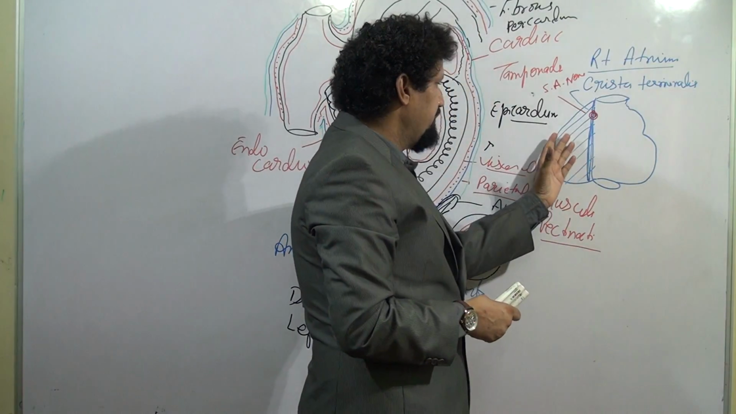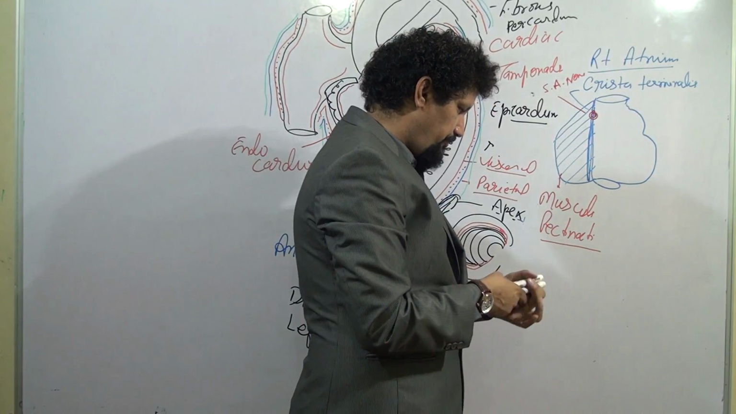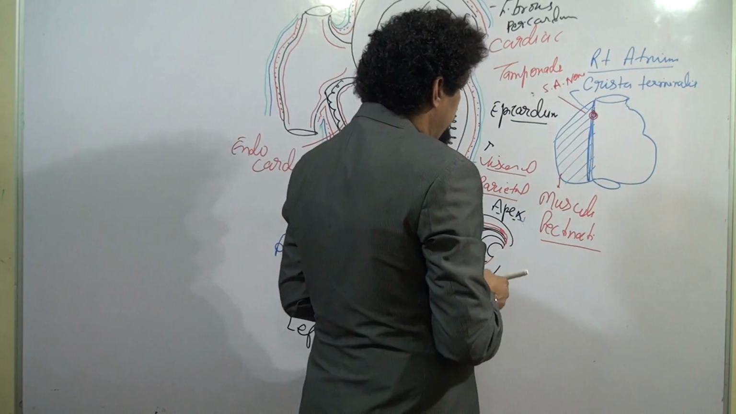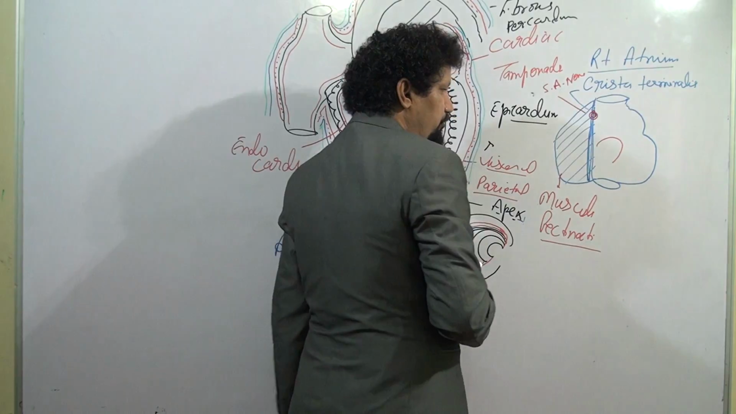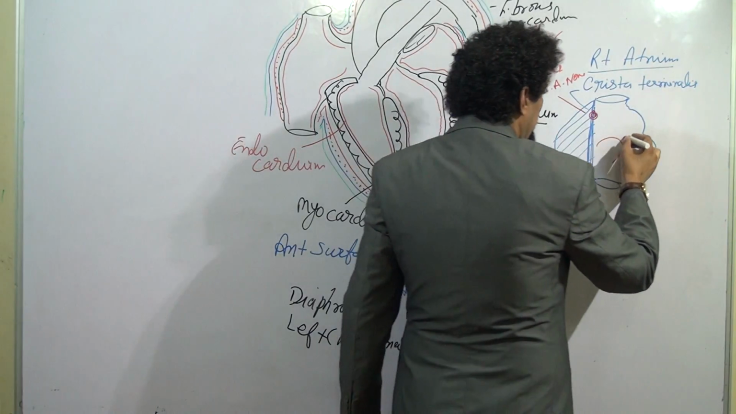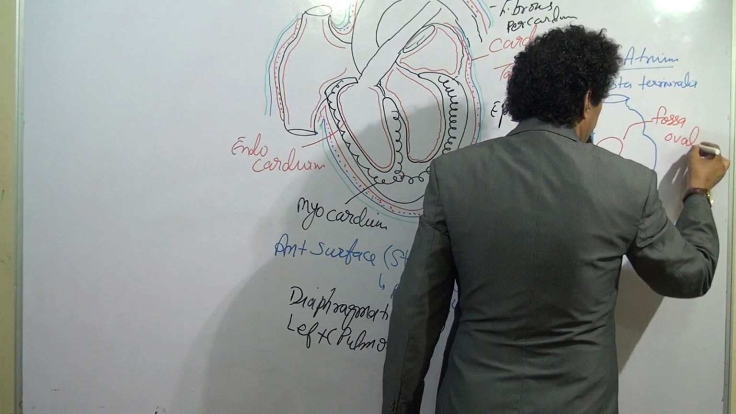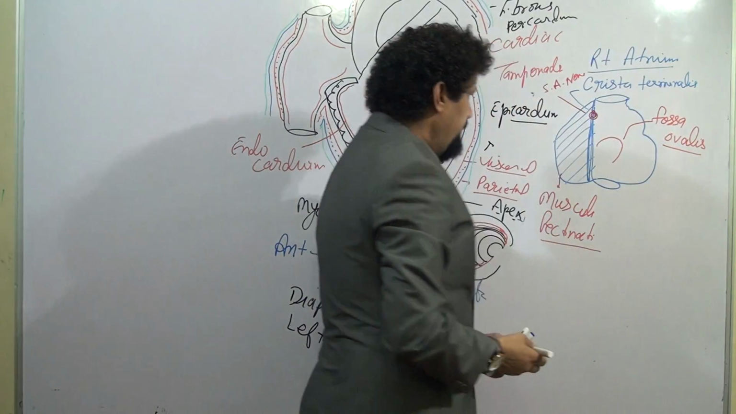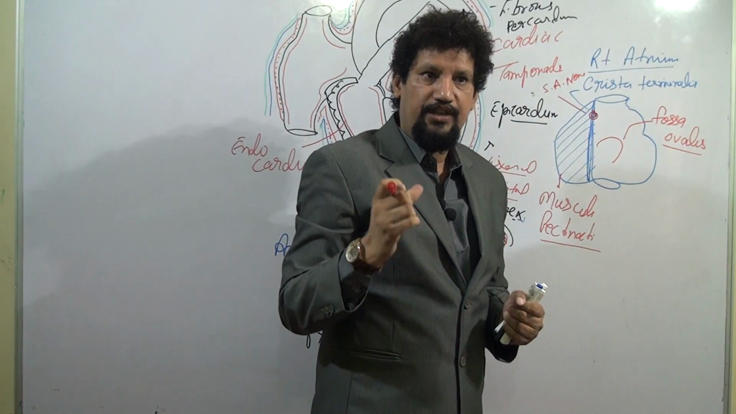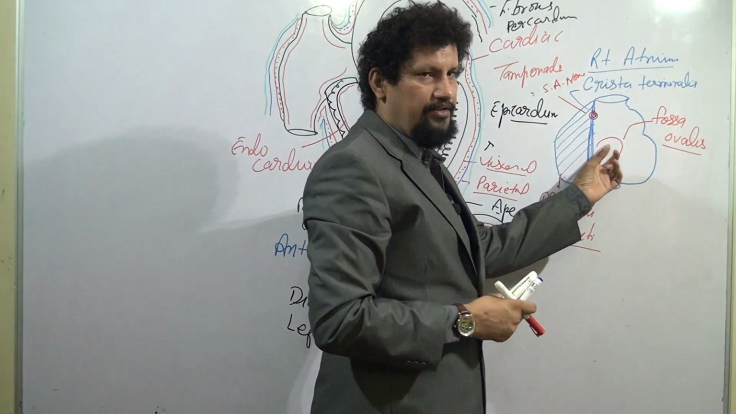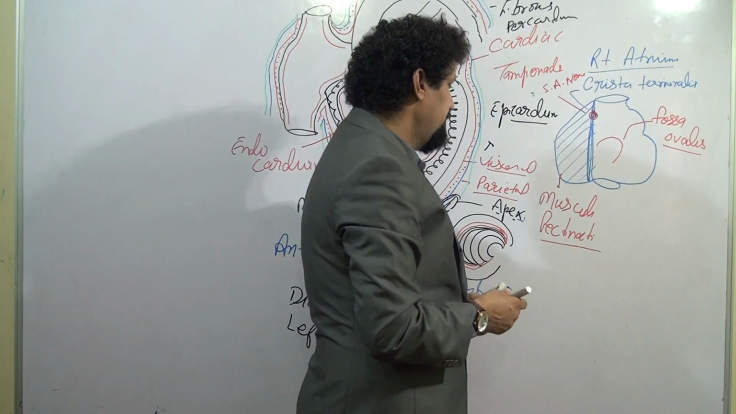So this anterior surface is rough and this posterior surface is smooth, and it has a fossa known as the fossa ovalis. In the embryonic life, or I can say in the embryonic circulation, it has an opening in its upper part known as the foramen ovale.